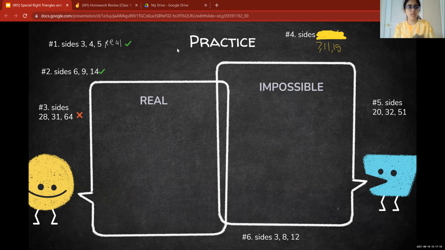And then for number 4, we can see 7, 11, and 15 as the sides. So 7 plus 11, because those are the smaller sides, is 18, and 18 is greater than 15, meaning that this is real, or this can be made. And then down here, number 5, we can see 20 plus 32, as those are the shortest sides, add up to 52. 52 is greater than 51, so this also is real.